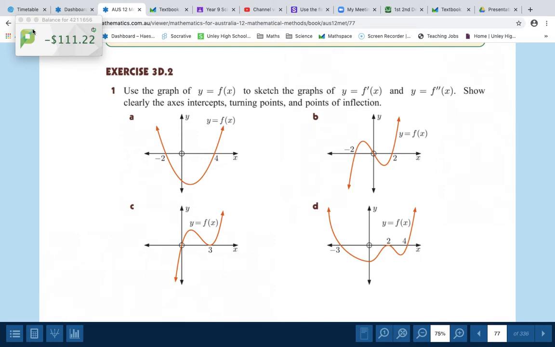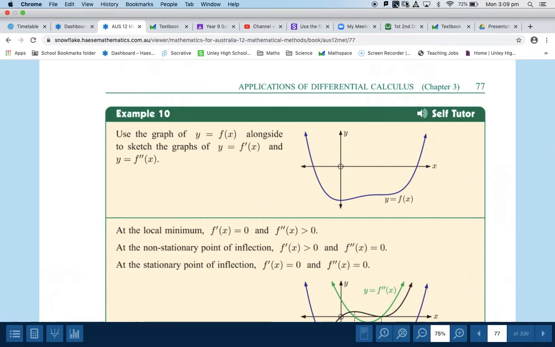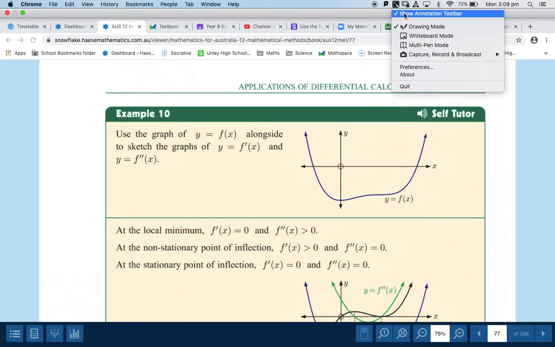Today we're looking at 3D part 2. So we're graphing first derivatives and second derivatives.